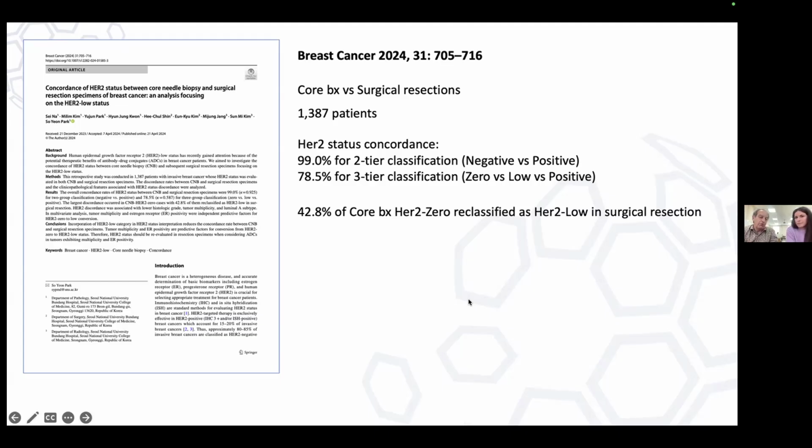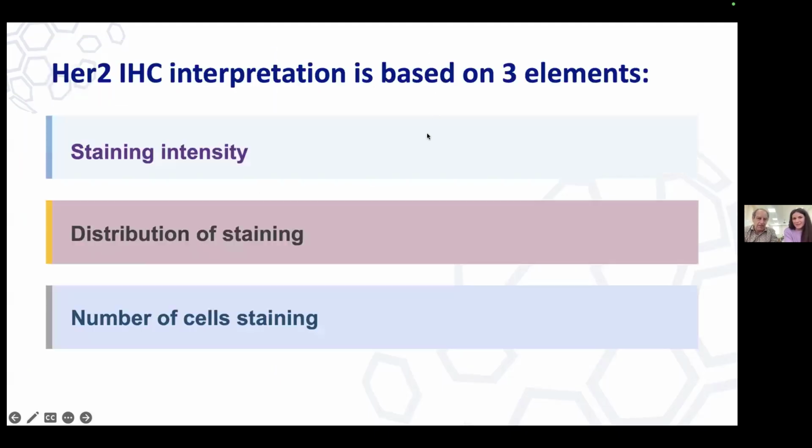I think the most challenging point now is in this ultra low category, because one cell staining in the whole section will make it ultra low, not null, and then you have to go and find the one cell. This will be the difficulty. Okay. So as Adelina was saying, 3 parameters, staining intensity, distribution of staining, and number of cells staining, will give us an IHC score.